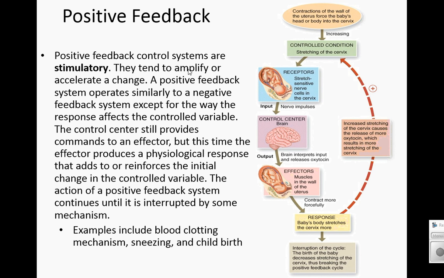Okay. A positive feedback system operates similar to a negative feedback system, except for the way that the response affects the control variable. So we still have the receptors, the control center, the effectors. It's just what's happening to the effectors that's different in positive versus negative. The control center still provides the command to the effector, but this time the effector produces a physiological response, adding to or reinforcing that initial change in the control variable. The action of a positive feedback system continues until it's interrupted by some mechanism. This is not very common in the body.